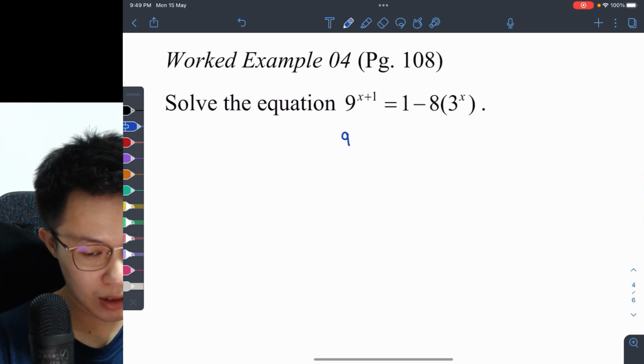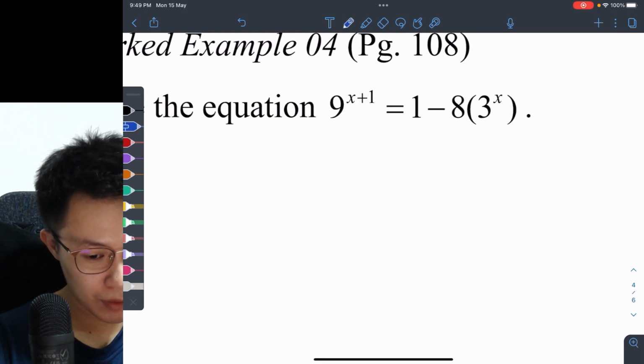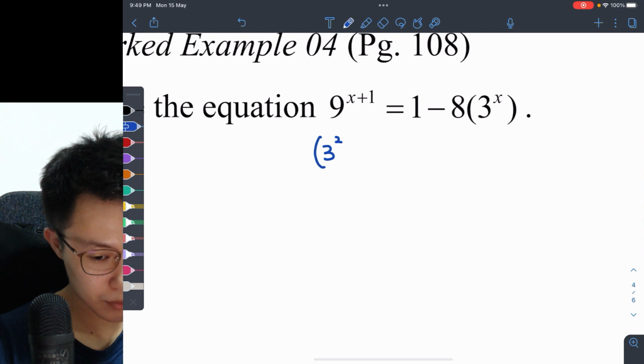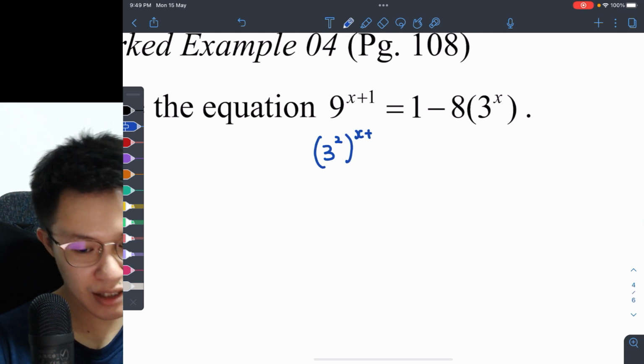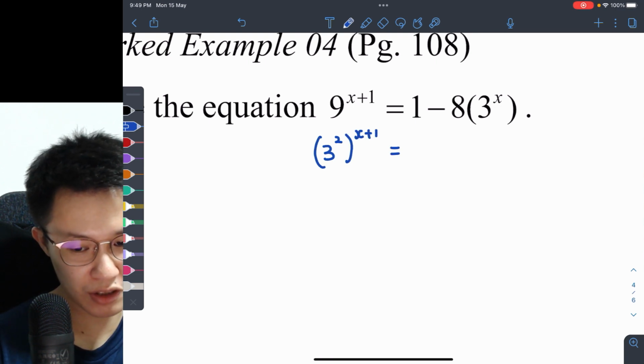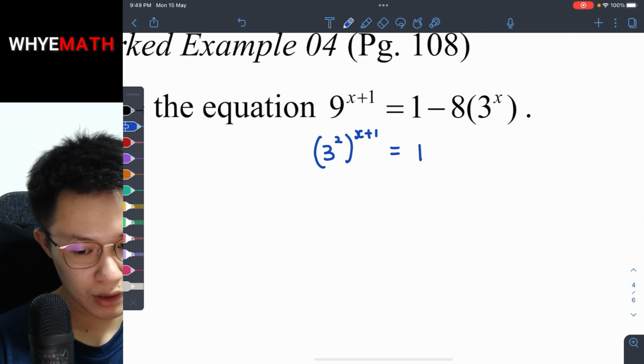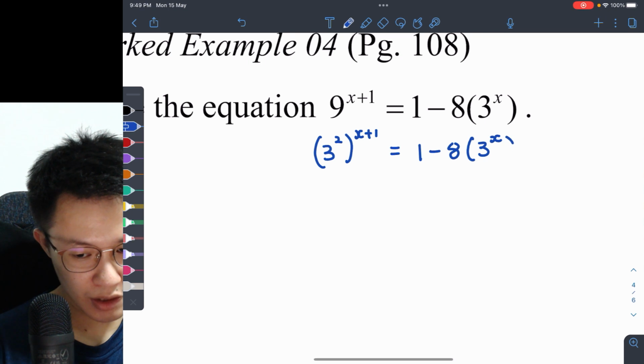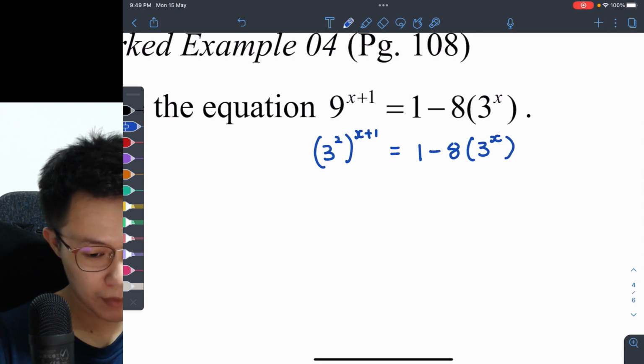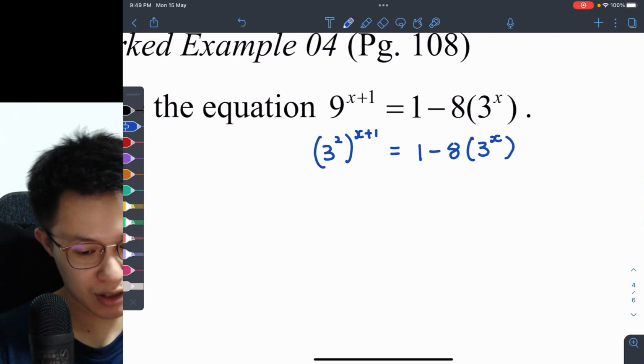So we have 9 to the power of x, which we can write as 3 squared to the power of x plus 1. Usually in the exam, I wouldn't really write this. I will just jump straight into writing the other form. From here, I can straight away say I'm going to bring everything to the left hand side just for the sake of it.